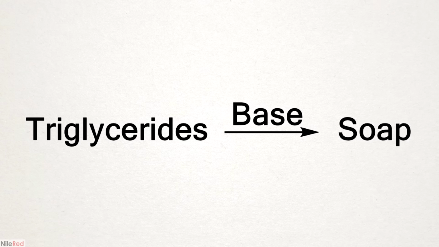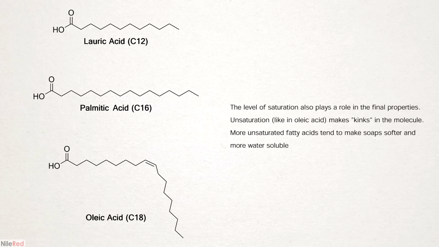When it comes to making soap, it can be surprisingly complicated. It always involves the base hydrolysis of triglycerides, but the ingredients and the process differ quite a bit. Depending on the base that is used and the source of the triglycerides, the final soap can have very different properties. With the fatty acids, the most important characteristic is the chain length.